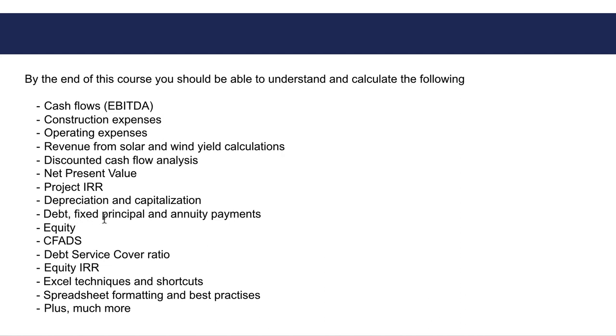We'll have a look at debt, fixed principal and annuity repayments. We'll talk about equity. We'll talk about cash flow available for debt service. We'll talk about debt service cover ratio. We will look at equity IRR, and we'll have a look at Excel techniques and shortcuts. We'll have a look at spreadsheet formatting and best practices, plus much, much more that I've failed to mention here.